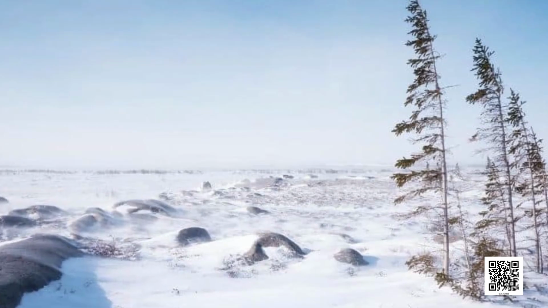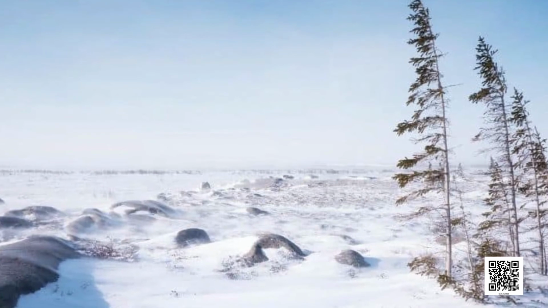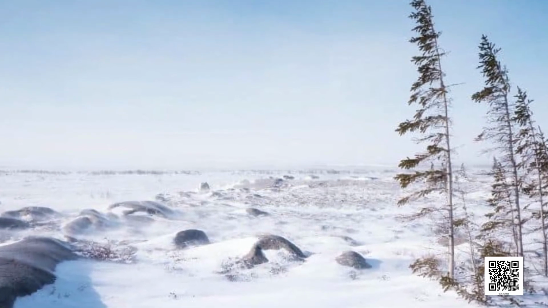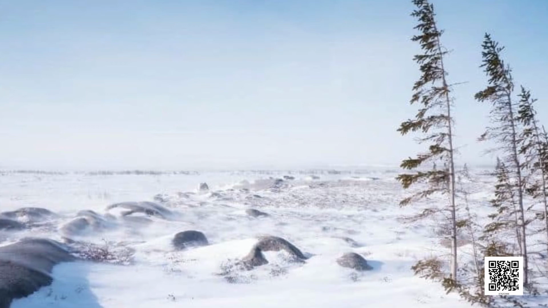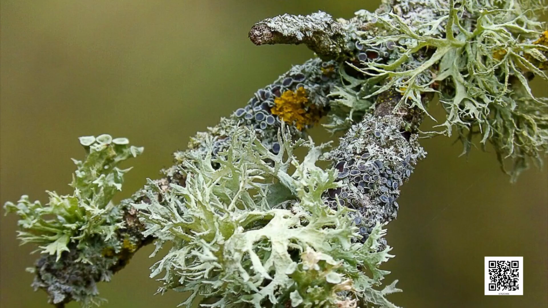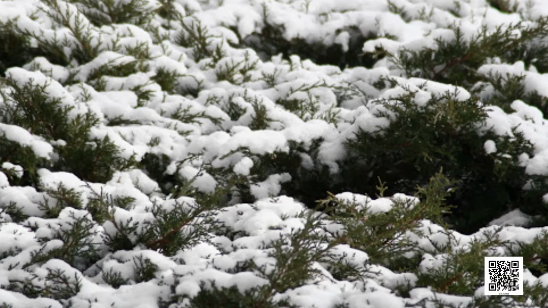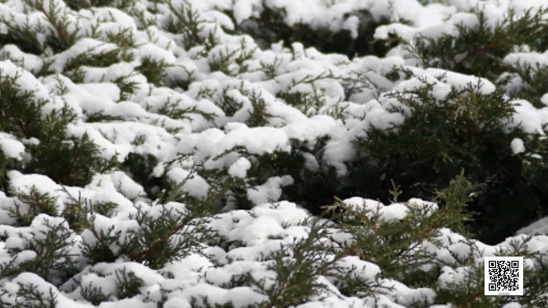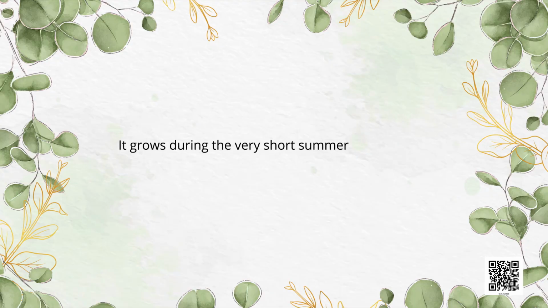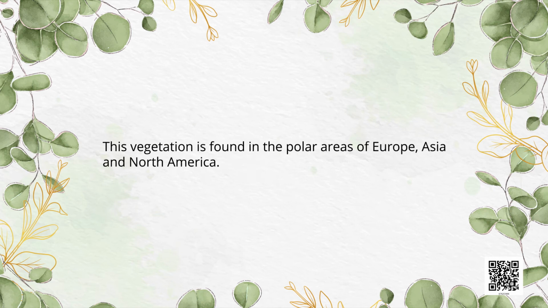If you reach the polar region, you will find the place extremely cold. The growth of natural vegetation is very limited here. Only mosses, lichens, and very small shrubs are found here. It grows during the very short summer. This is called tundra or tundra type of vegetation. This vegetation is found in the polar areas of Europe, Asia, and North America.